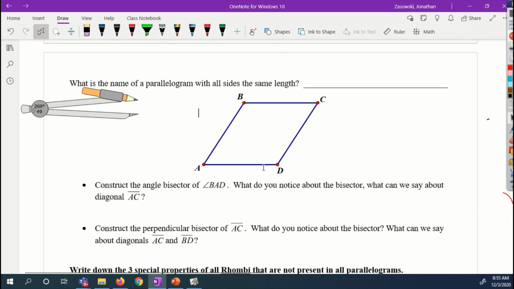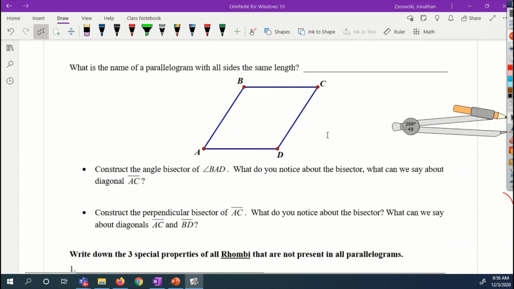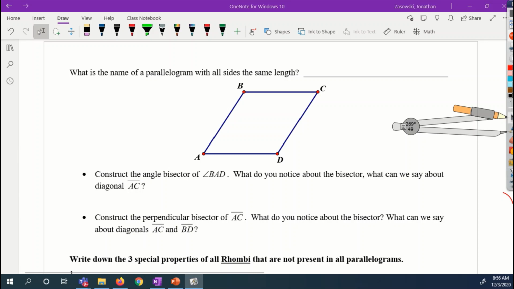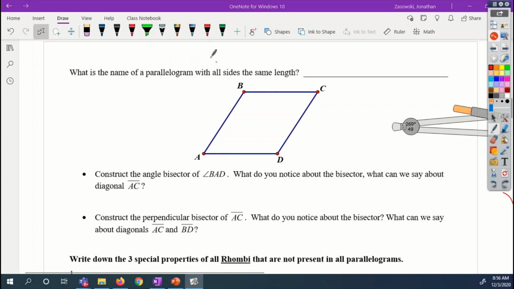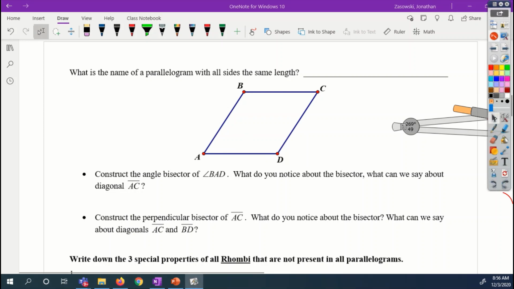And so the second shape here, what is the name of a parallelogram with all sides the same length? So this is a rhombus. And we're going to do two things. Number one, we're going to construct the angle bisector of angle BAD. And then we're going to do the perpendicular bisector of AC.